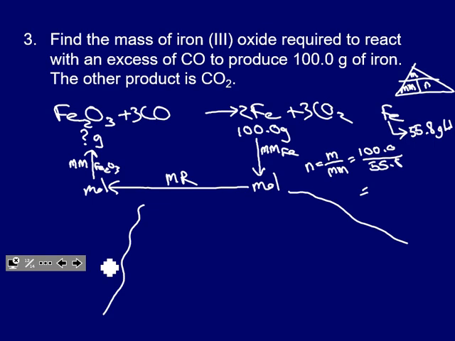Carson, what do you got there? How many moles is that? 1.792. 1.792 moles. An extra digit to carry is good. There's only 3 there, but keeping an extra digit is a good play. Keep an extra digit and then round back.